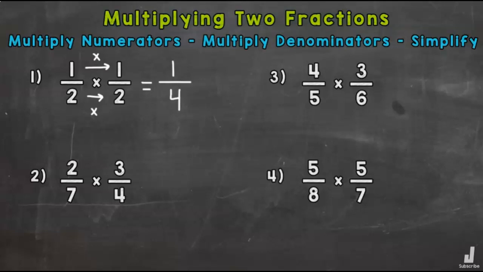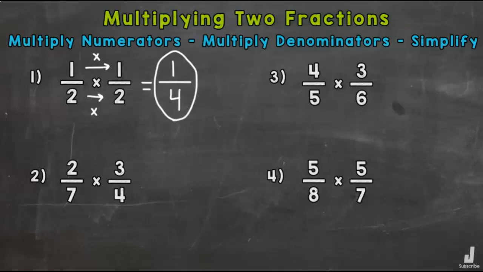1/4 happens to be in simplest form because the only common factor between 1 and 4 is 1. So this is our final answer. If you need more help with simplifying fractions, I dropped my video about that down in the description.